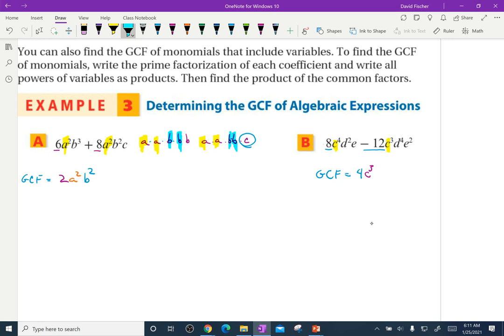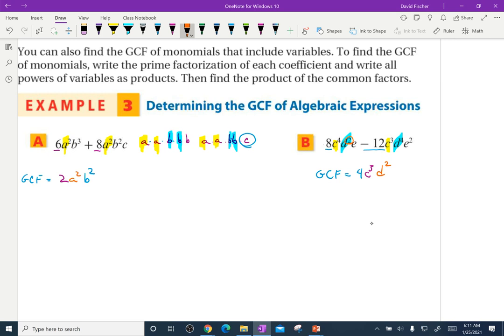They both have D's. This one has 2 and this one has 4. So the most I can take out of both of these would be D to the second. It is D to the second because that's the one with the smallest exponent.